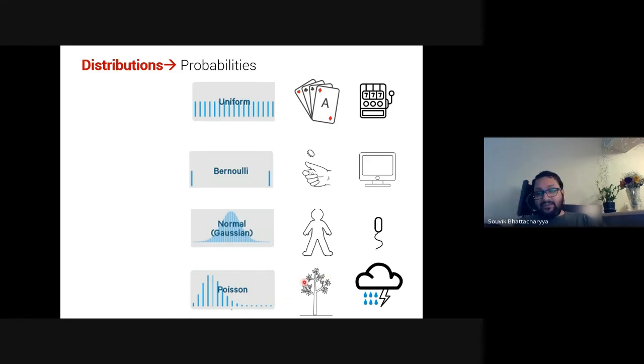Like how many leaves there are on one branch of a tree. That is a Poisson distribution, and that can be calculated. And using Poisson distributions, weather forecasts are made. So these are examples that you can follow on the left, and these are real life examples of usage of these distributions.